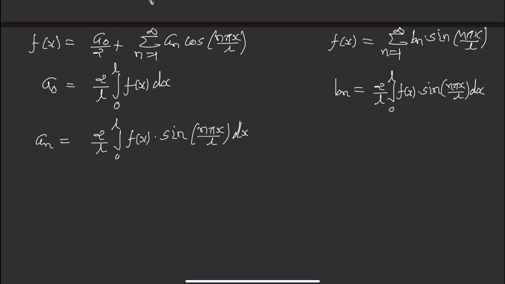Clear? This formula, f of x equal to a0 by 2, this one, is called the half range Fourier cosine series.